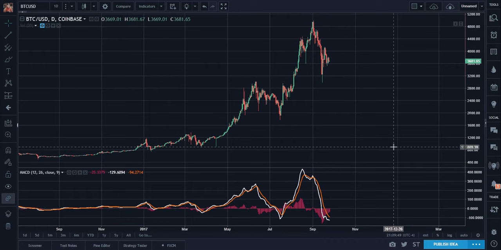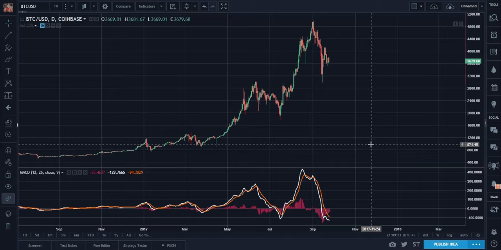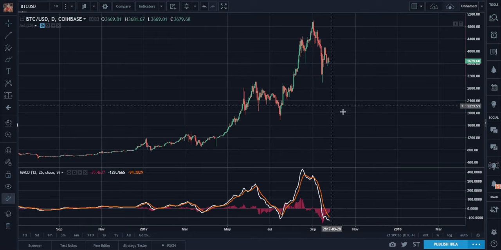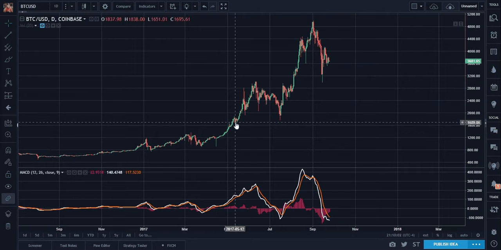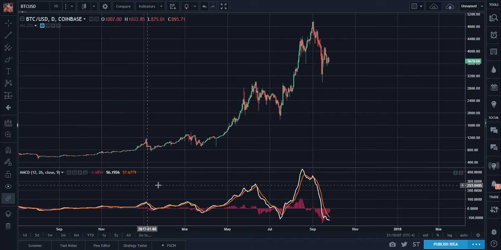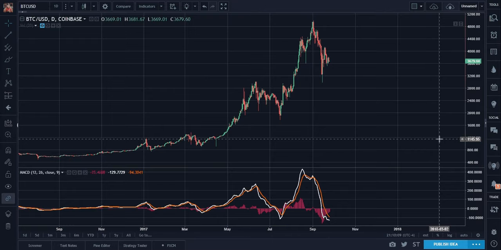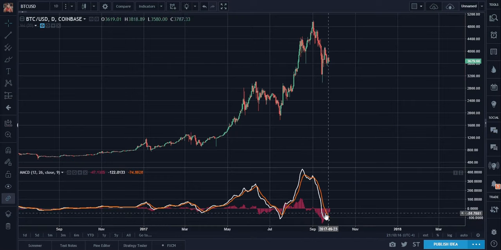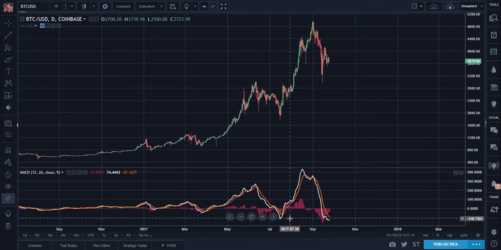Okay, so here is the daily chart for Bitcoin to USD. And I want to point out that the MACD indicator that I'm using is at a pretty oversold level. It's lower than the prior. This was wave four.